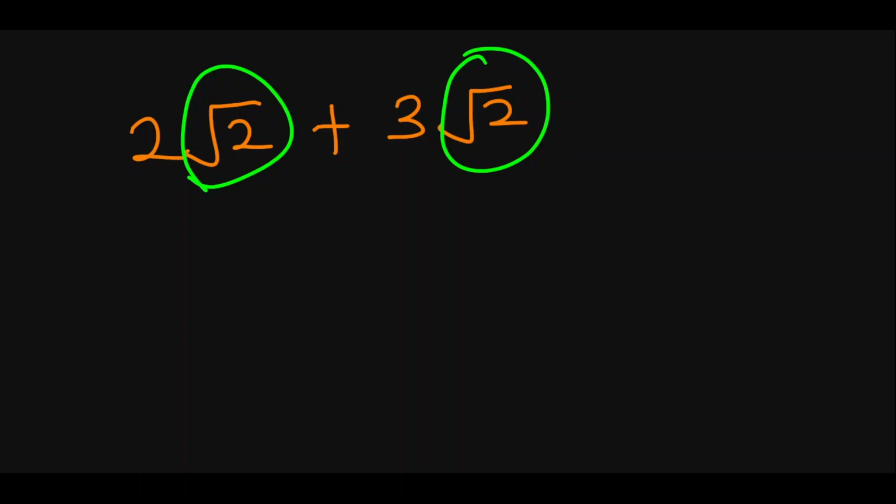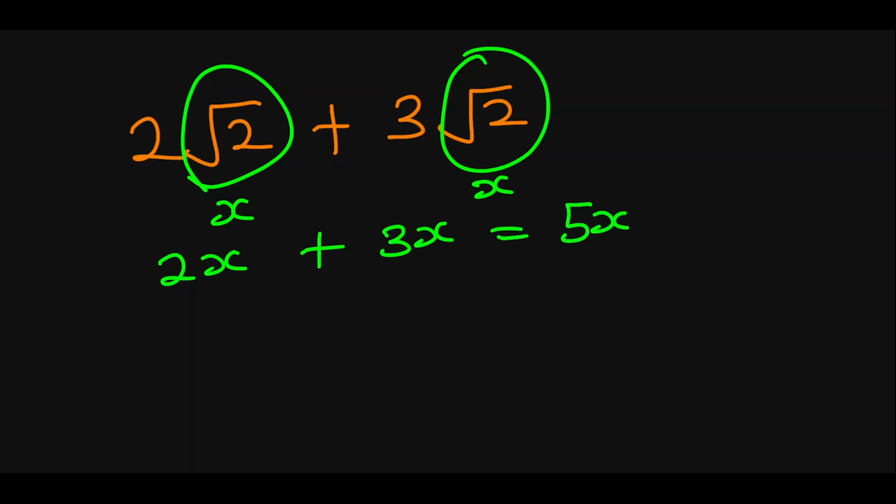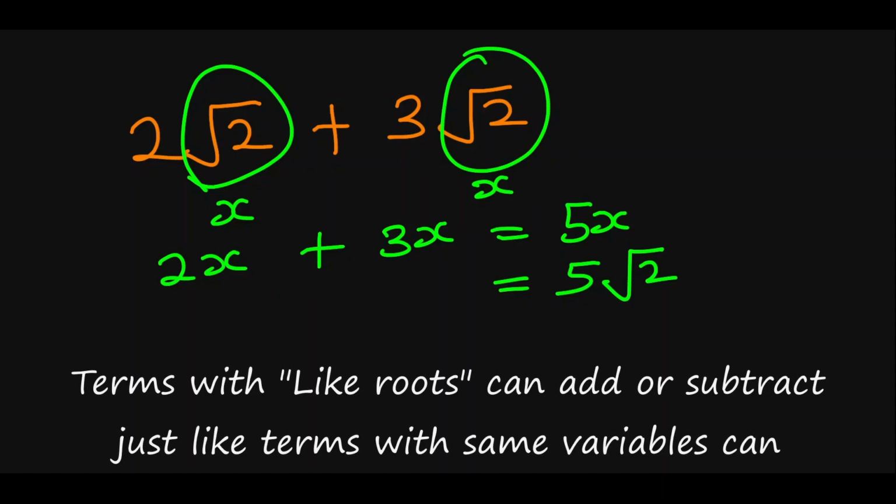So, if we assume that this root 2 is a variable, let's even replace it with, say, x. So that means this is like 2x plus 3x. And now from our lesson 3, we know that 2x plus 3x is 5x. So in the same way, 2 root 2 plus 3 root 2 is 5 root 2. That's it, if we replace the x with root 2. So this is telling us that in mathematics, roots act as variables. Roots are looked at as variables.